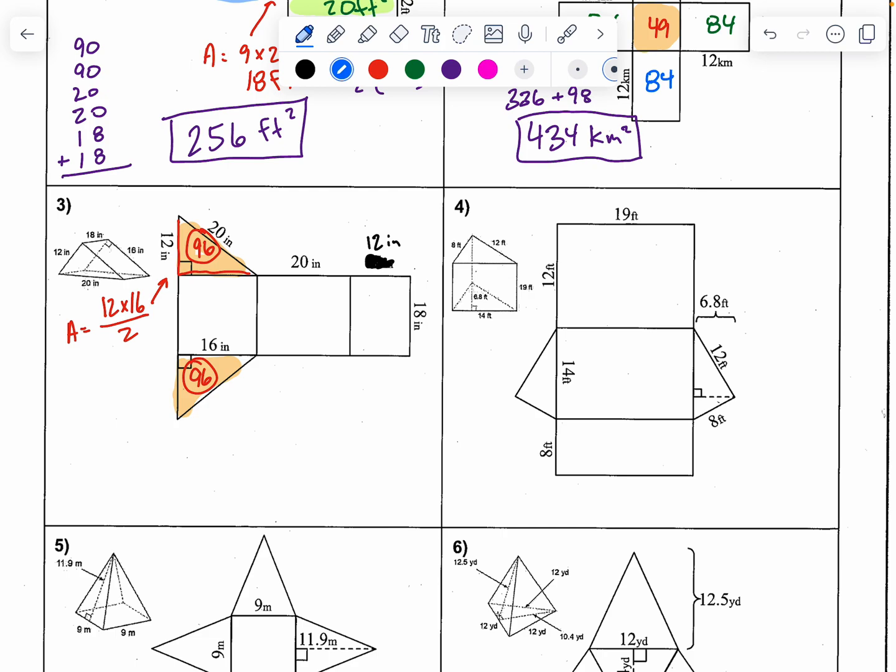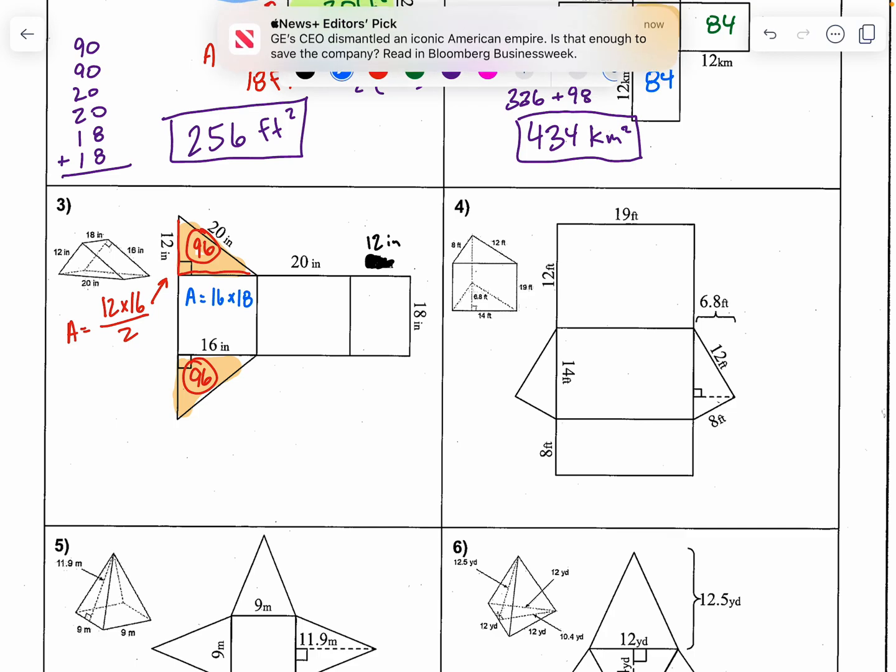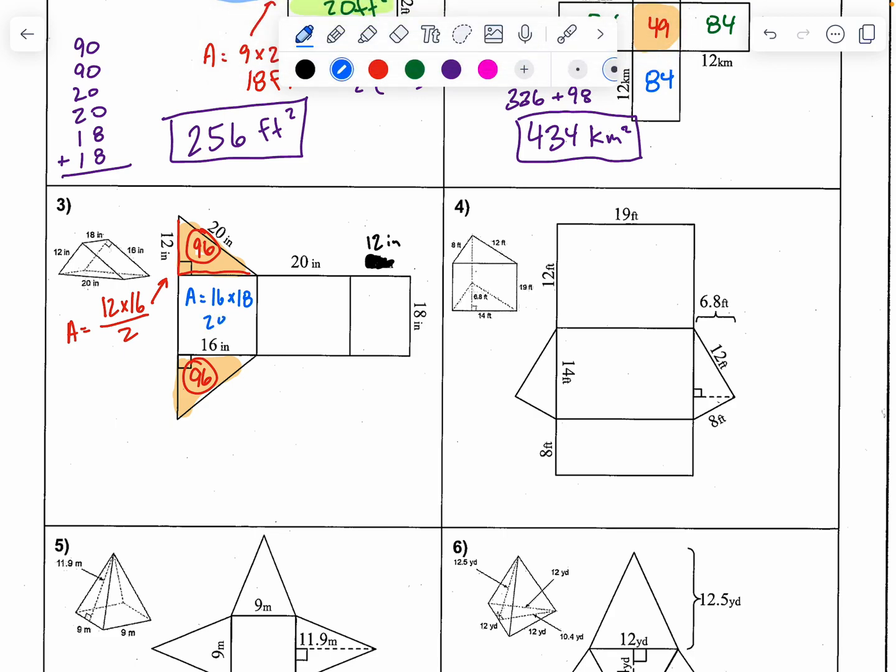So let's write that. This is area equals 16 times 18. And I definitely do not know what 16 times 18 is off the top of my head. So let's punch it in the calculator. 16 times 18, 288. I'm going to type that in one more time just to make sure, but that does sound about right. So that's 288.